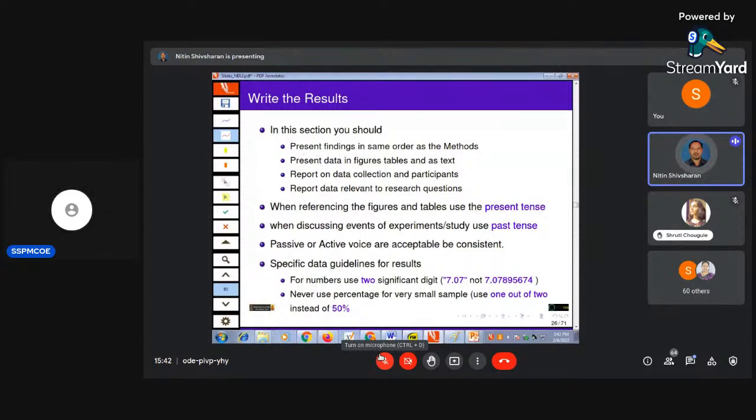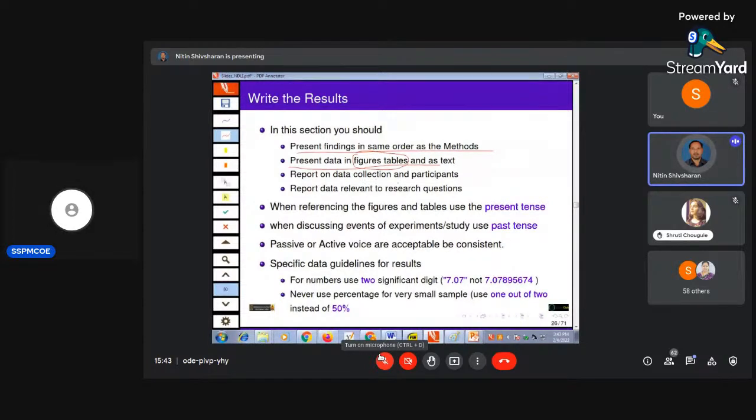In this section, present findings in the same order as the methods. Whatever methods we adopted for doing the experimentation and the results we got there, we have to present them in that order only in the result section. Present data in figures and tables. So try to use figures and tables to present your data.